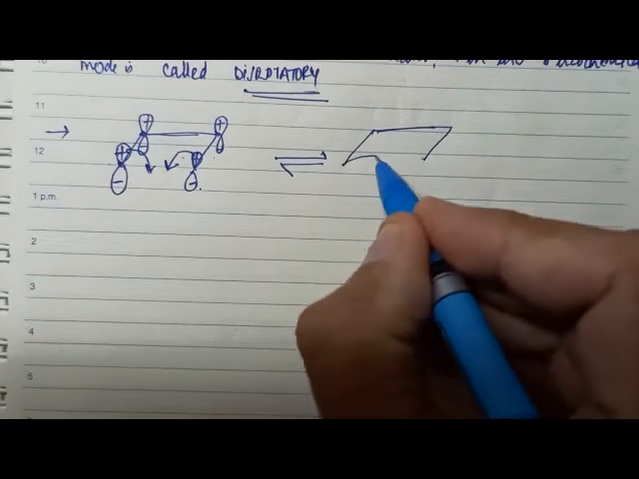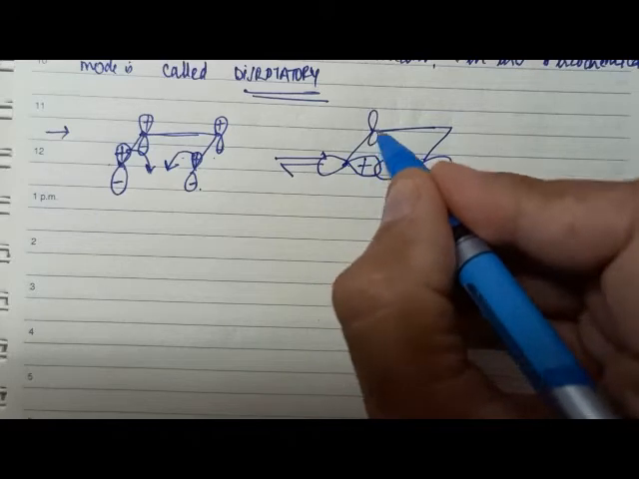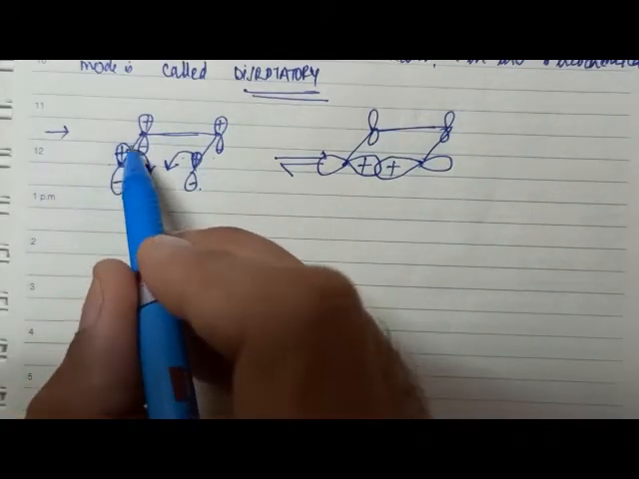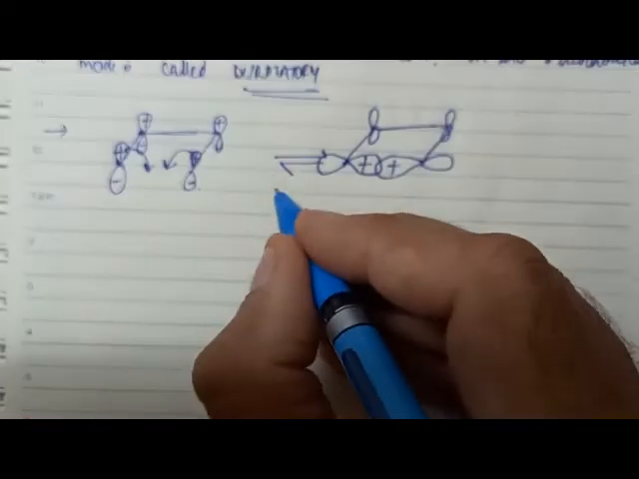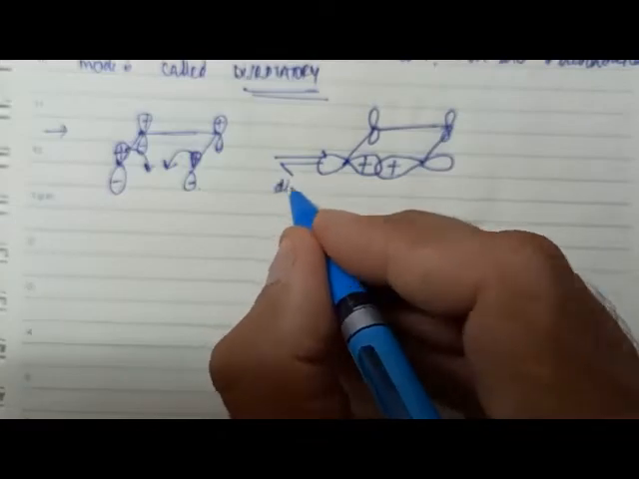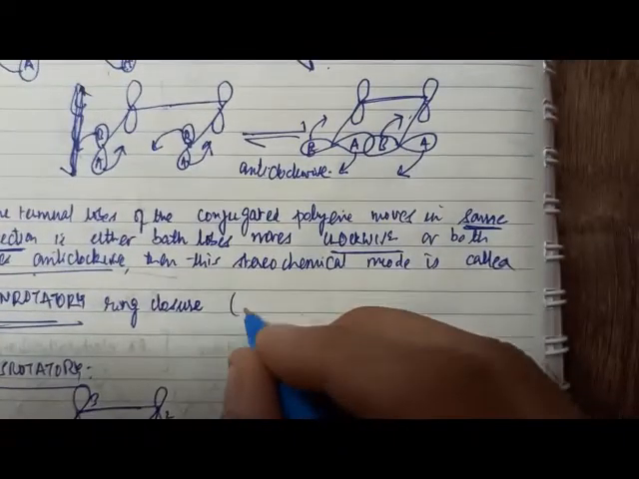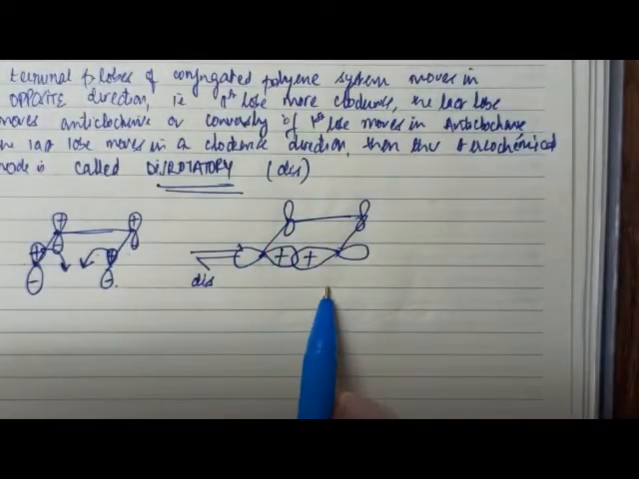That means the mode of rotation which will lead to a bonding overlap should be what? First lobe moves in an anti-clockwise fashion, second lobe moves in a clockwise fashion. That means both lobes are moving in opposite directions. This mode of rotation is called disrotatory. Okay, one thing I forgot to tell you, that conrotatory ring closure is abbreviated as con, and disrotatory ring closure is abbreviated as dis. Okay, so this is the disrotatory mode of closure.